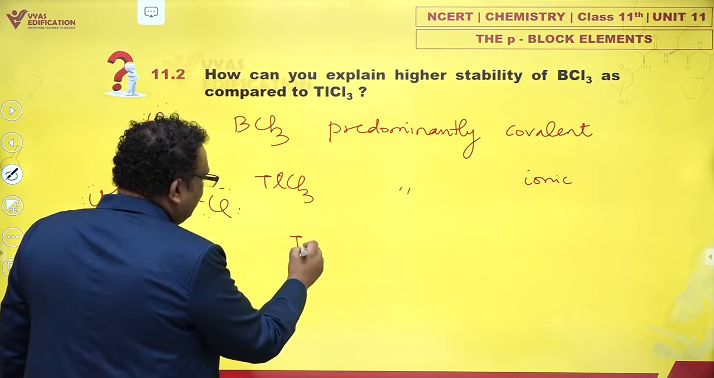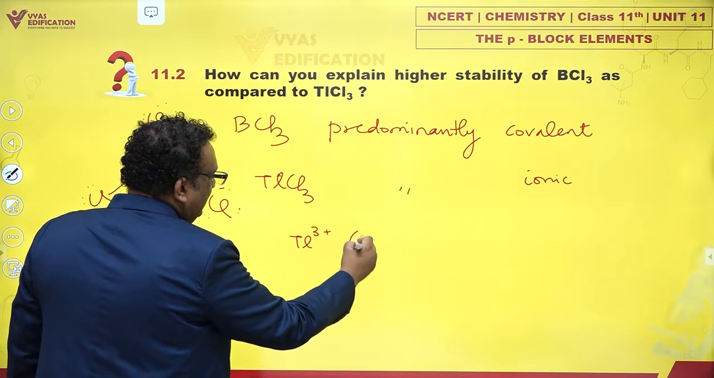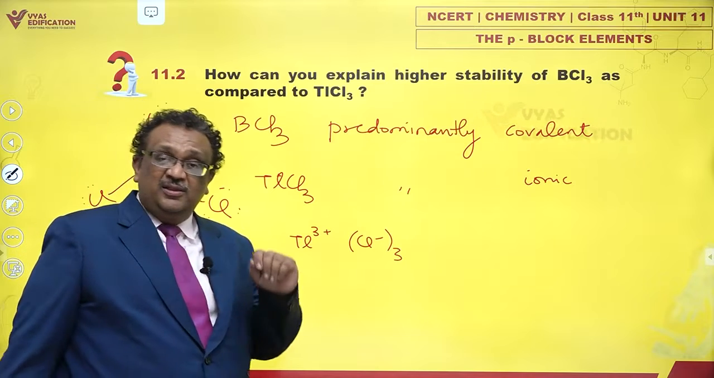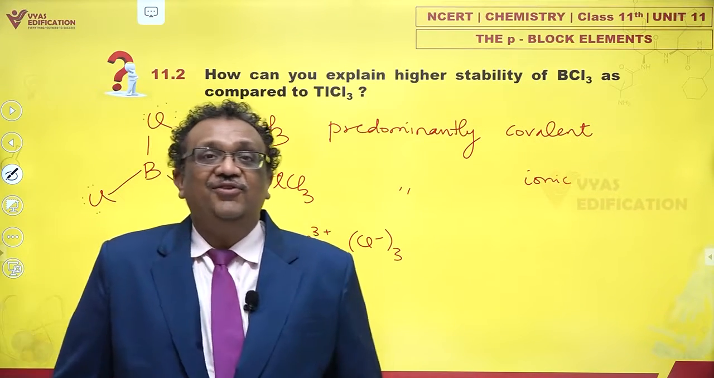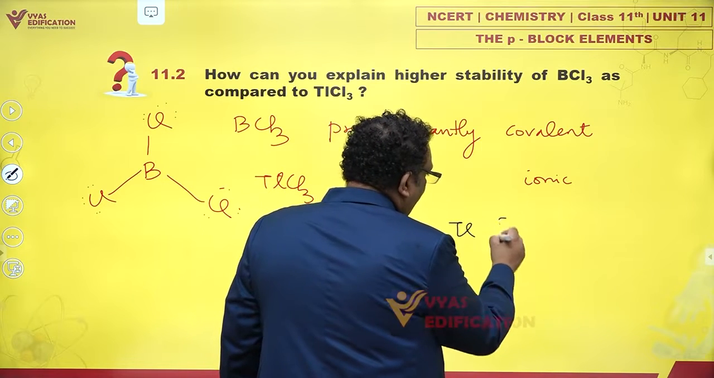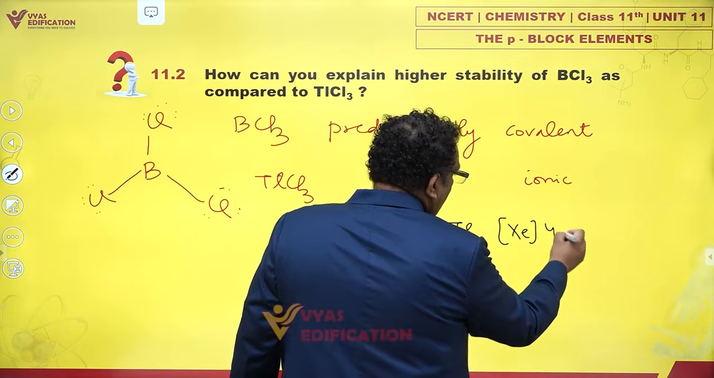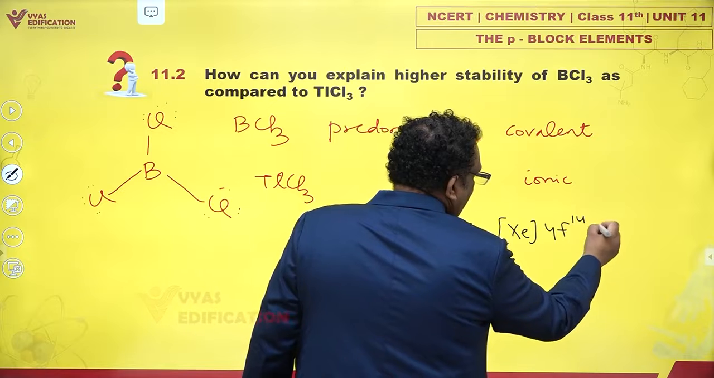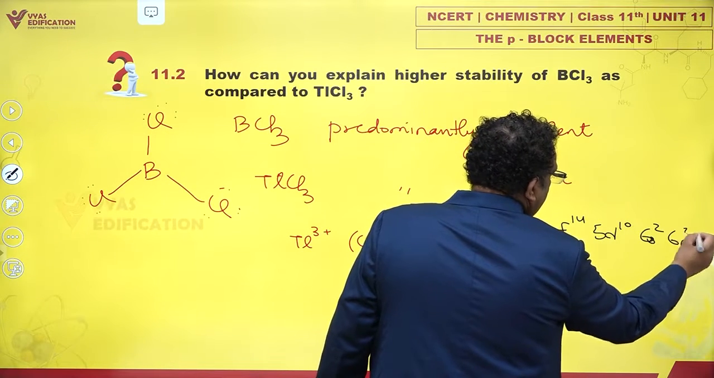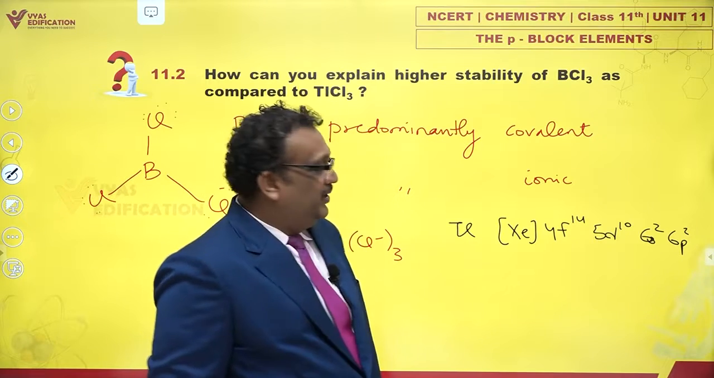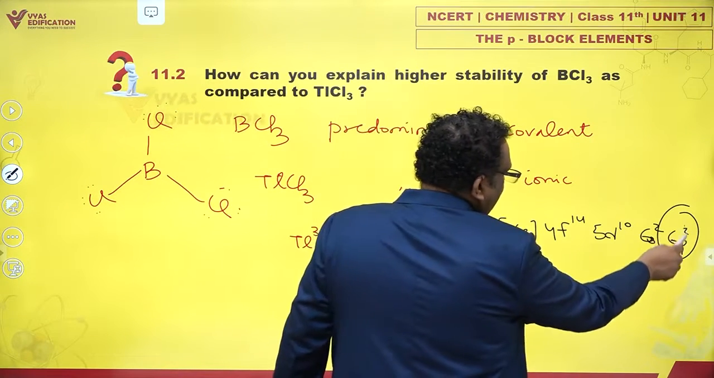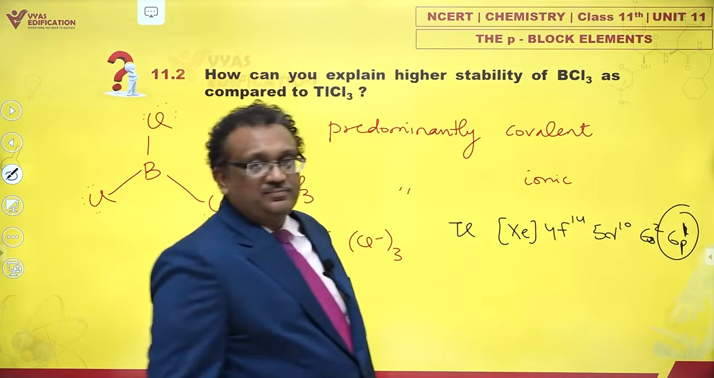So it involves Tl3+ ions and 3 chloride ions. Now the problem actually lies with the Tl3+ cation. Why? Thallium has electronic configuration xenon 4f14, 5d10, 6s2, 6p1. It is like this, right? Thallium would be 6p1, right?